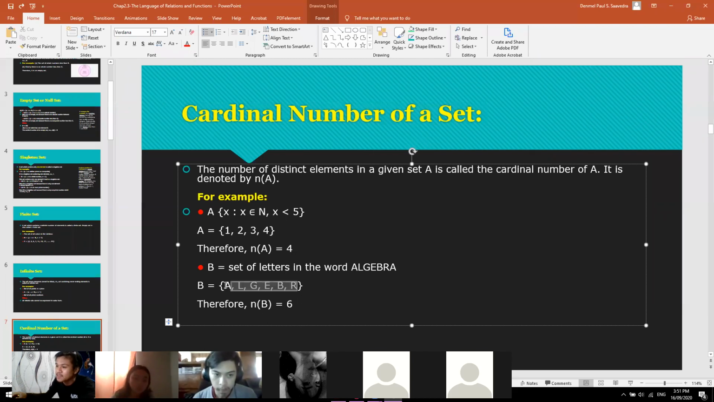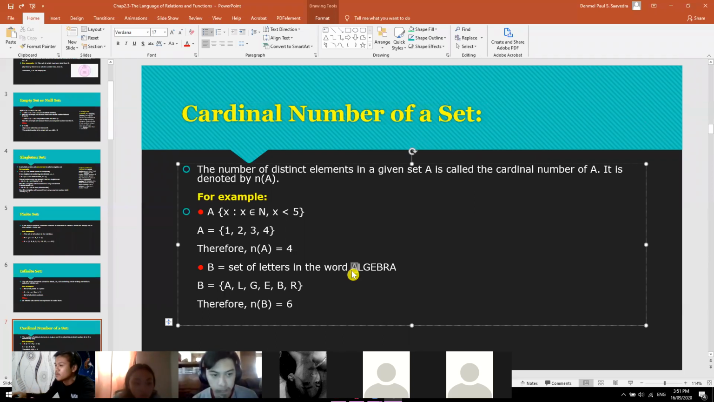Okay? Kasi sa set, wala dapat na ulit. So dito, from 7 to 6 na lang. Baka kasi malito kayo minsan kapag sinabi nating letters in the word algebra, baka isama niyo yung A na to, dalawa. So kapag may naulit, kapag set, dapat tinatanggal yung naulit. Okay? Just take note on that one.